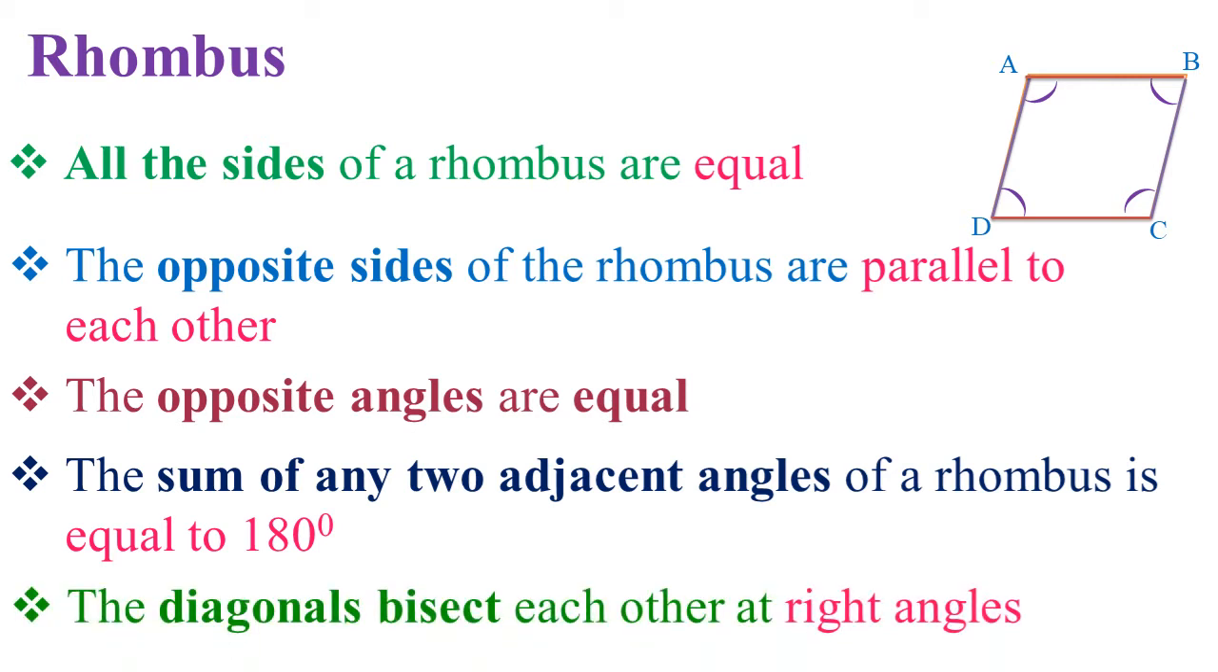The diagonals bisect each other at right angles. See, AC and BD bisect and make a right angle, isn't it? Yes, there are four right angles.